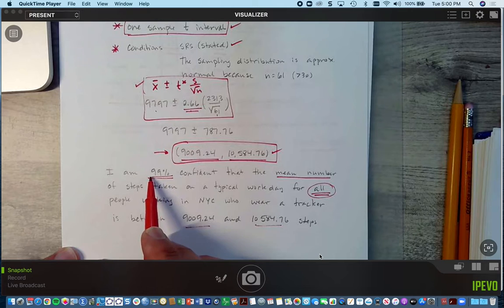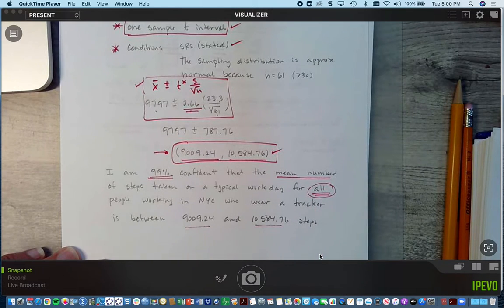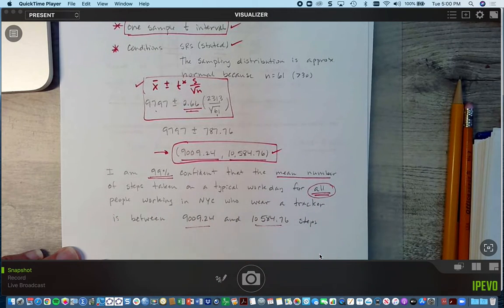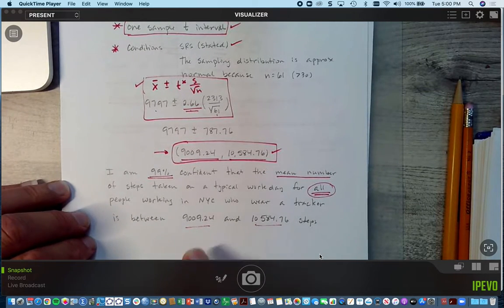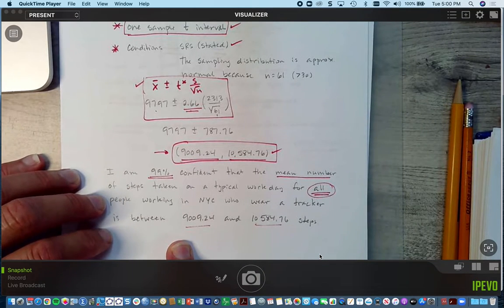Okay, so we're looking for a confidence level. We're looking to see, are you talking about a population parameter or are you talking about the sample statistic? Okay, we need to be talking about a population parameter, and then we also need context. Okay, and the context here is people working in New York City who would wear a tracker. Okay, so 4 different things we're looking for in the interpretation. So the interpretation is almost as important, if not more important, than the actual interval.